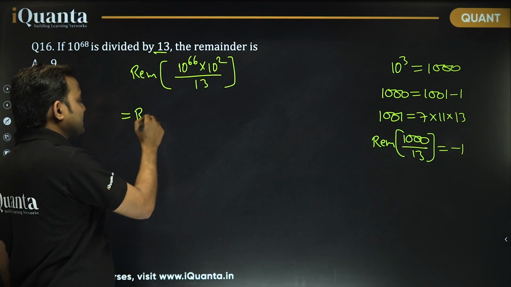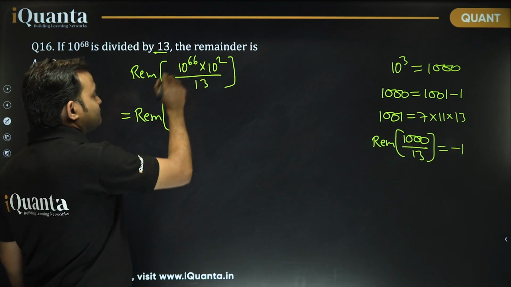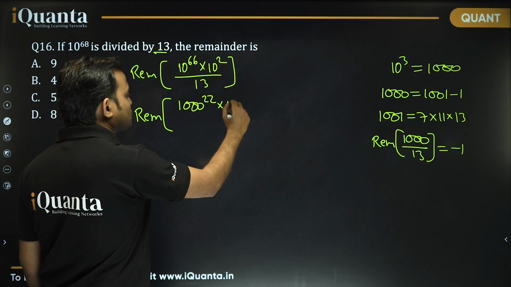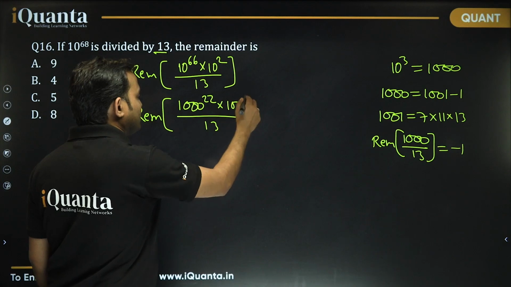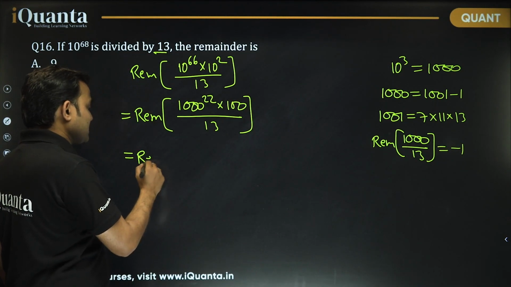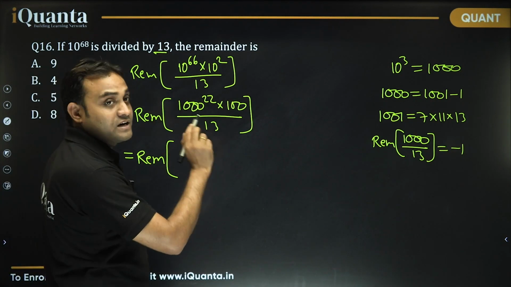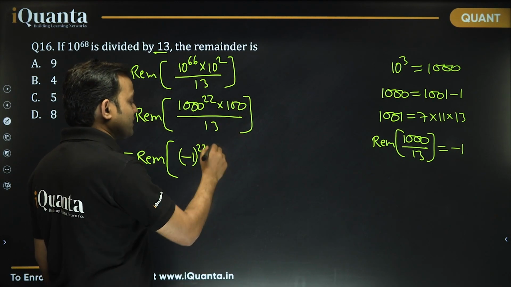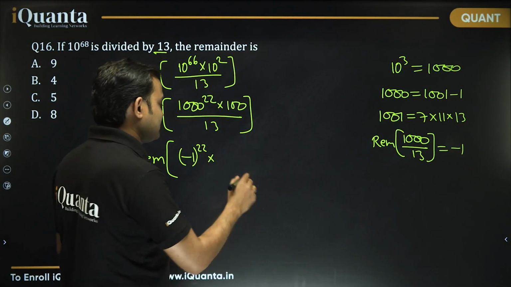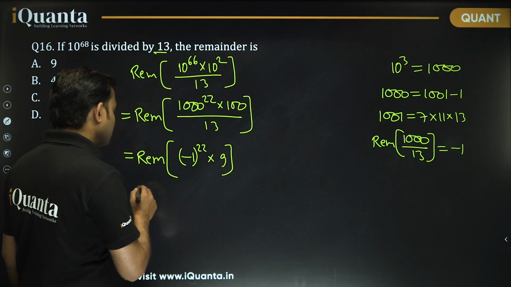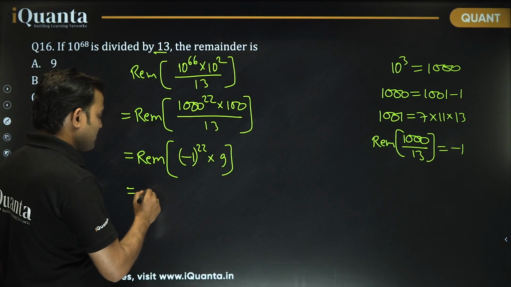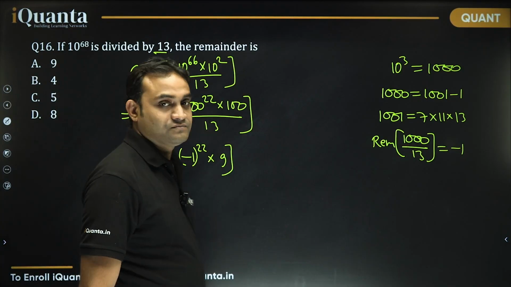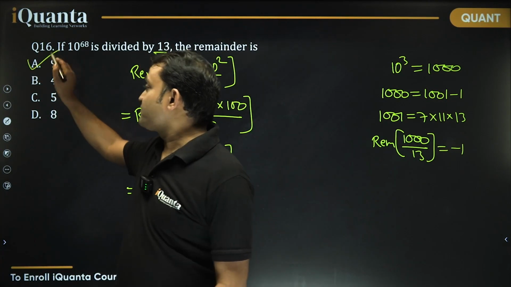This can be written as the remainder when 10 cube is 1000, so this will be 1000 to the power 22, and 10 square will be 100, divided by 13. Now 1000 when divided by 13, the remainder is minus 1 to the power 22. 100 when divided by 13: 91 plus 9 is 100, so it will be 9. So the ultimate remainder will be minus 1 to the power 22, which is 1, into 9, and that is equal to 9. So our answer is option A.